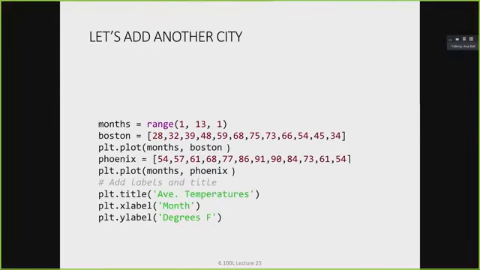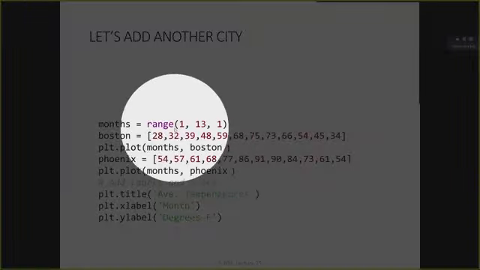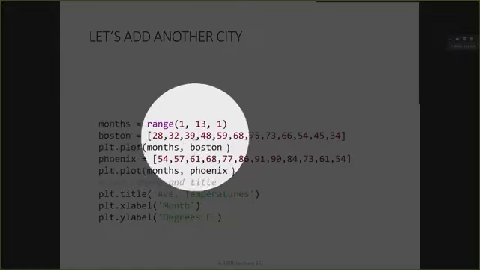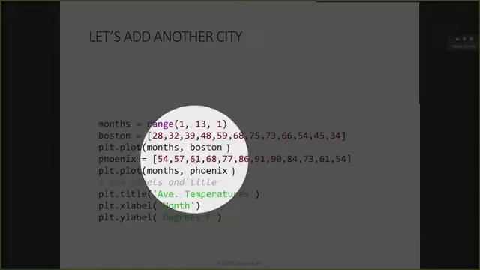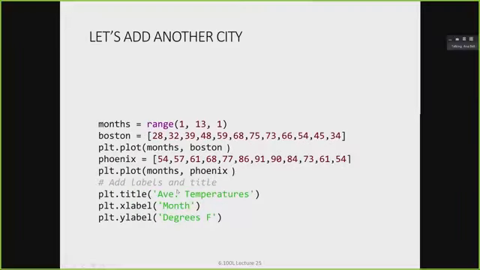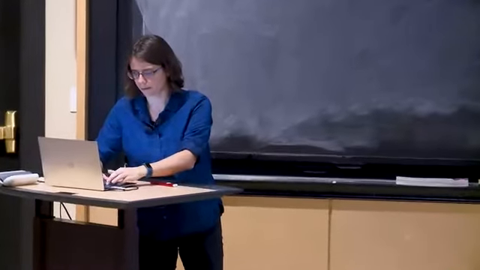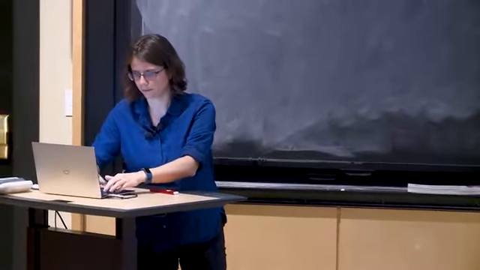Okay, so that was us plotting one city's temperature values for a year, let's say, an average. Let's say that we wanted to plot 2 different cities. The code to do that is as follows. Again, we've got months being this range, 1 through 12 inclusive. I've got a list of all the Boston temperatures here, and I plot that. I have a list of all the Phoenix temperatures here, and I plot that. And of course, I'm going to add some labels to my graph, like that.